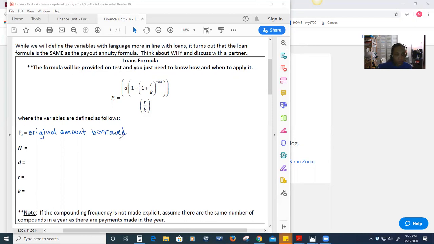So always think of PO as the amount that you actually borrowed. That's the number you're plugging in to the formula here. N is still years, the amount of time that the interest is accumulating. So in this case, for a loan, the interest is going to accumulate on it until you pay it off. So N is the number of years that you're taking to pay back that loan.